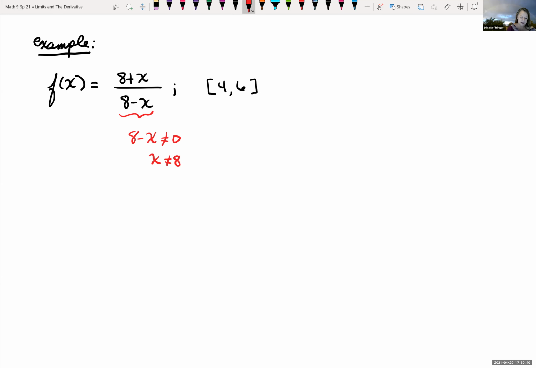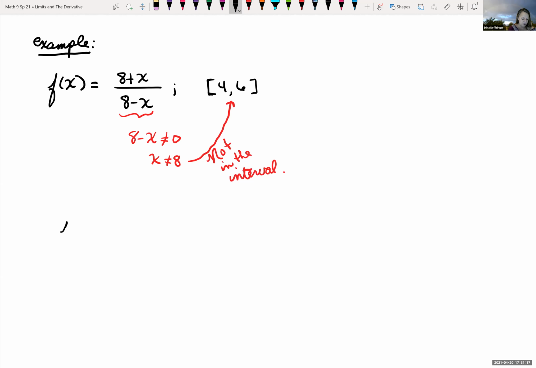Well, I'm okay because x equals 8 is not in this interval. And so the only place where this function is not continuous is at x equals 8. So on that interval 4 to 6, this is a continuous function. And if it's a continuous function on a closed interval, then by the extreme value theorem, an absolute max and absolute min have to occur, and it could occur on our endpoint.